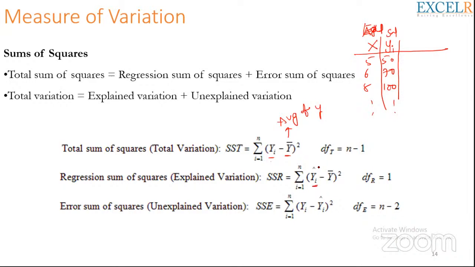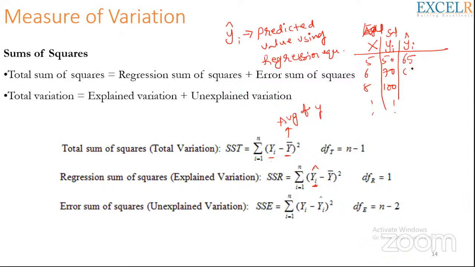Then there is something called Yi hat. You see the cap, this is called Yi hat. What is this Yi hat? The Yi hat is the predicted value using the regression equation. So let's say, for example, I have used my regression equation to predict what the salary is for the 5 years of experience guy, as we have done just now. Let's say I have got 65. And for the 6 years of experience guy, I have got, let's say, 60. And for the 8 years of experience guy, I have got, let's say, 100.